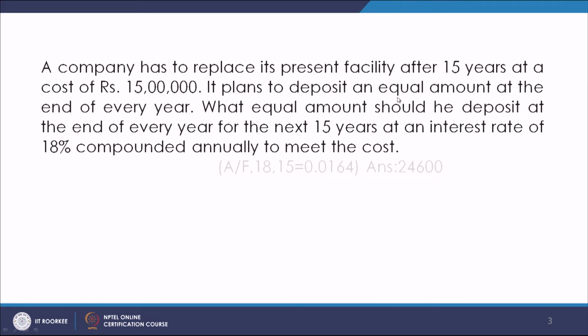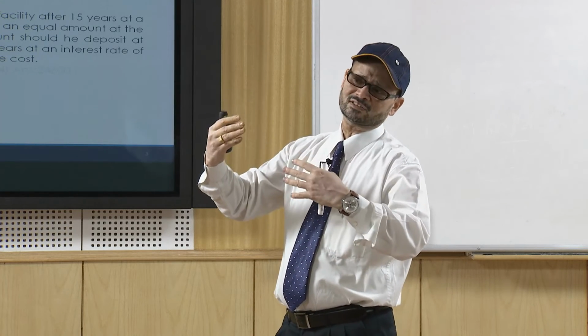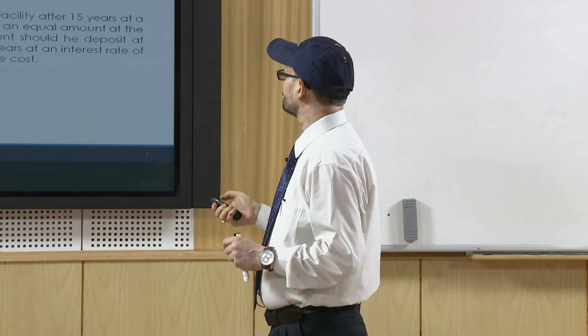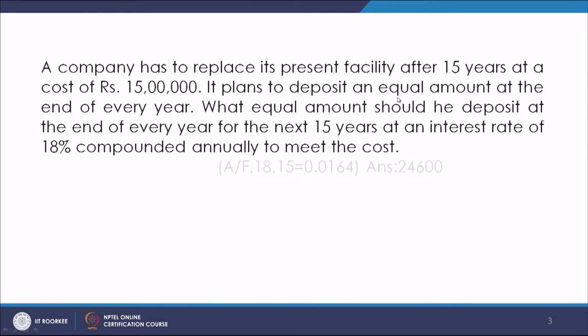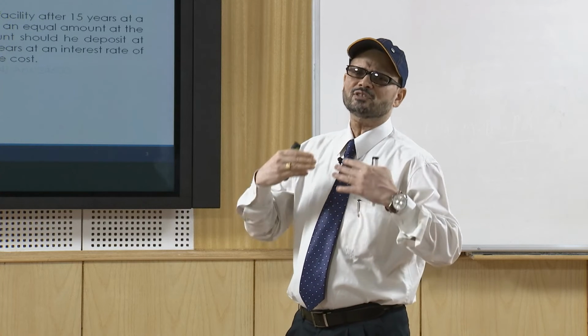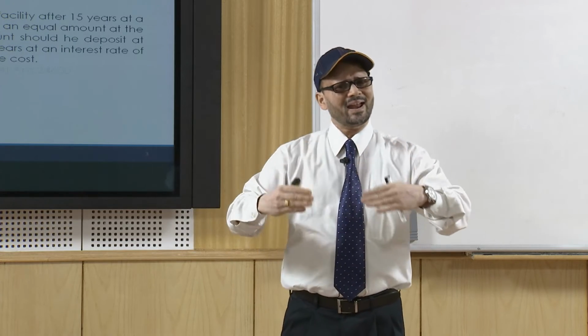Problem number 2 is: a company has to replace its present facility after 15 years at a cost of rupees 15 lakh. So, the company wishes to replace the facility after 15 years, and after 15 years it is expected to invest rupees 15 lakhs. It plans to deposit an equal amount at the end of every year. So, for getting that amount after 15 years, it is planning to deposit a certain equal amount at the end of every year.